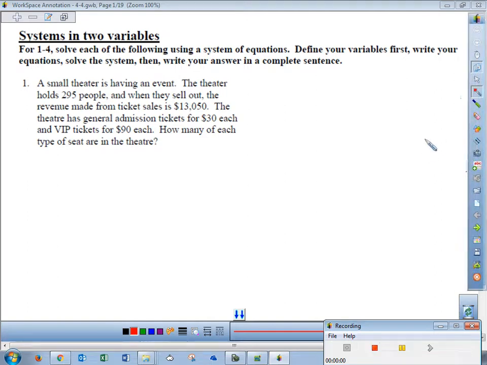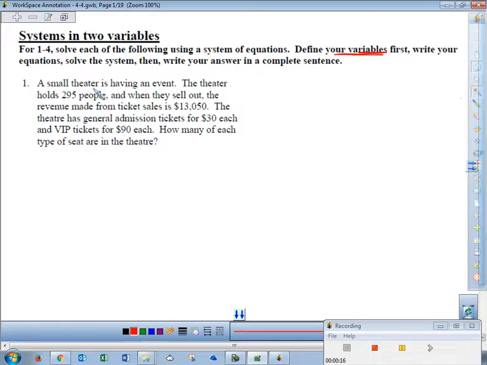All right, 4-4 in Advanced Algebra 2, some applications of using some systems. So first few examples here, we've got some systems in just two variables. They say solve each of the following using a system of equations. We've got to define our variables first, write our equations, solve the system, and then write the answer in a complete sentence. So let's just see what's going on here.